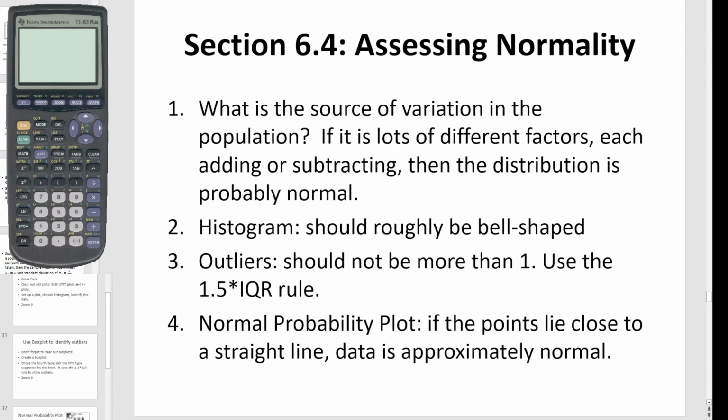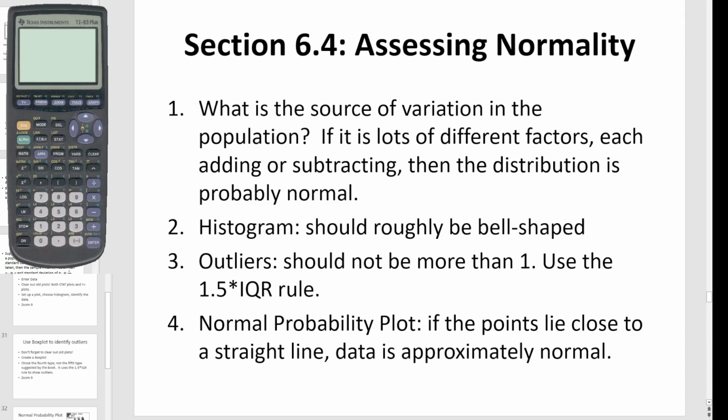And these guidelines are: what is the source of the variation in the population? If it's a lot of different factors, each adding or subtracting, then the distribution is probably normal. The histogram should be roughly bell-shaped. As far as outliers go, there should typically not be more than one. We're using the 1.5 times IQR rule to determine whether something is an outlier or not in this case.